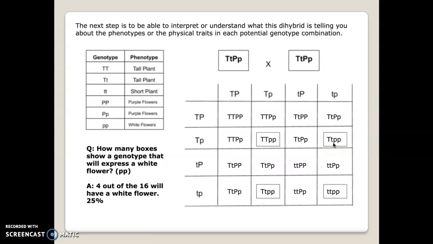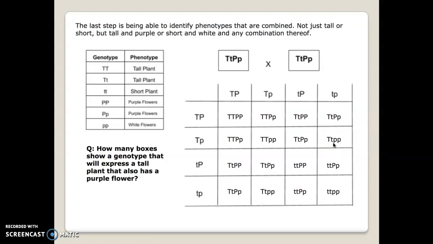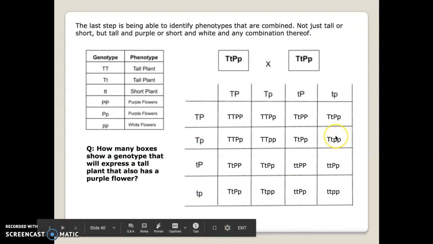They're always going to ask you what percentage of the next generation are tall and purple, or tall and white, or short and purple and short and white. That's the whole point of a dihybrid cross. You're looking at two things at once.